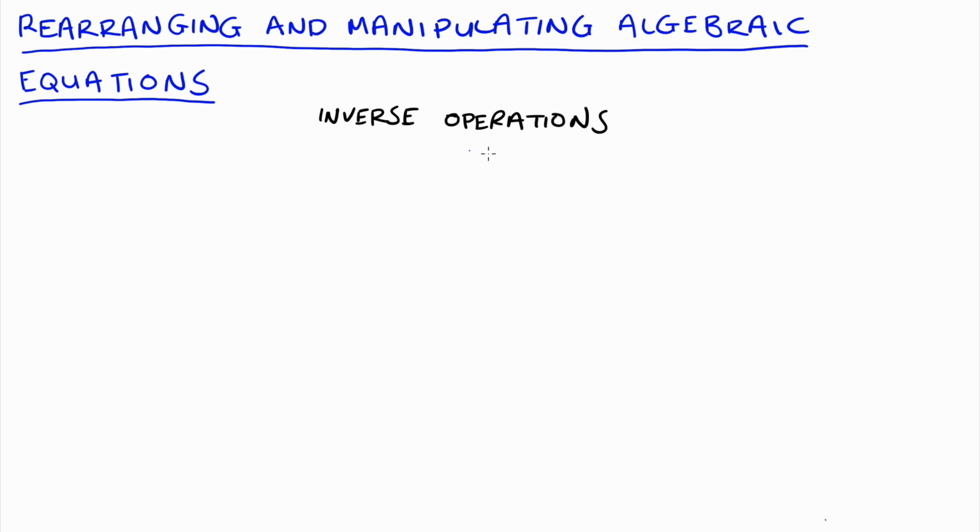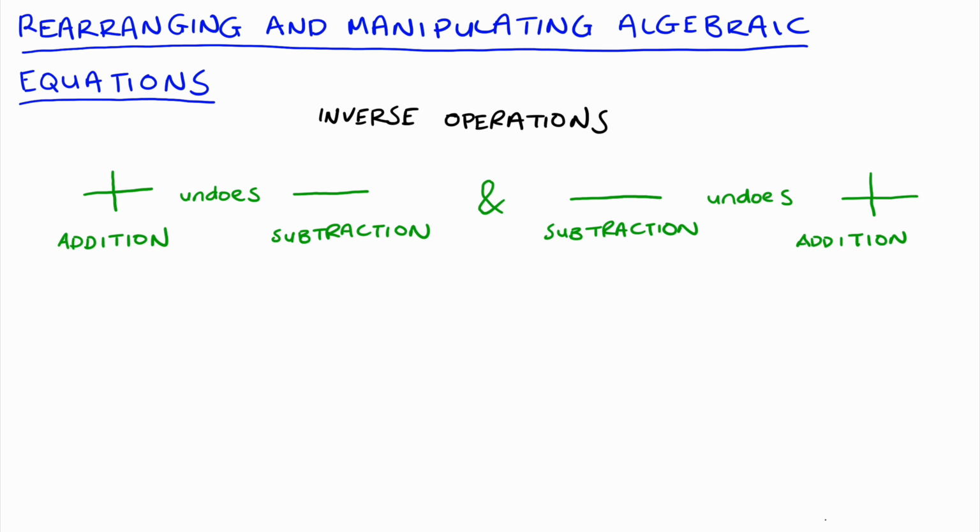Now, the next thing to know is what we call inverse operations. Operations are said to be inverse if they undo one another. The big ones to know for the moment are that addition undoes subtraction and subtraction undoes addition. For instance, if we had 5 and we subtracted 5, that would be equal to 0. If we wanted to undo that subtraction and get back to our original 5 from 0, we would add 5. 0 plus 5 is equal to 5. So the addition has undone the subtraction. We've gotten back to our original number.